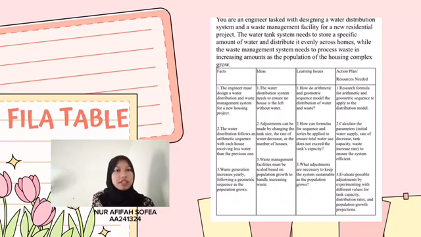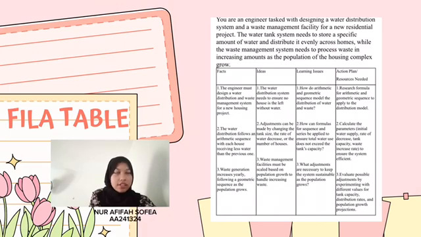For the ideas, which are the reasons for the facts: the water distribution system needs to ensure no house is left without water. The second one, adjustments can be made by changing the tank size, the rate of water decrease, or the number of houses. For the third one, waste management facilities must be scaled based on population growth to handle increasing waste.